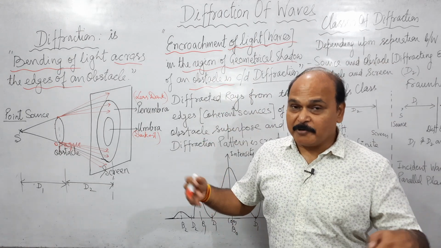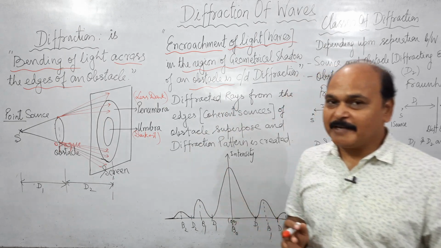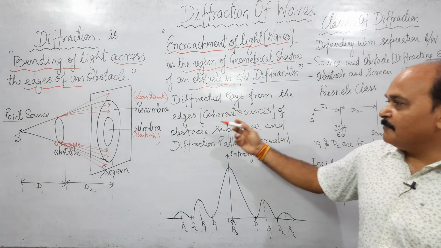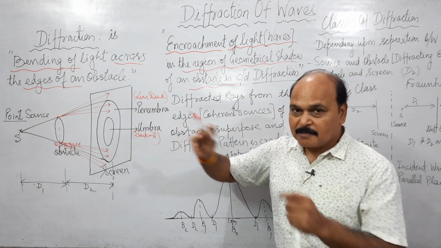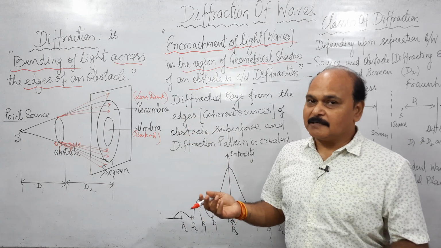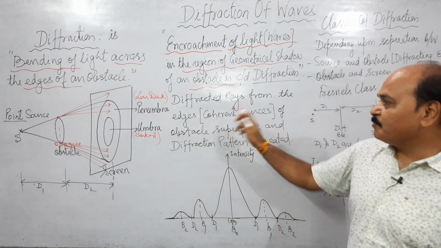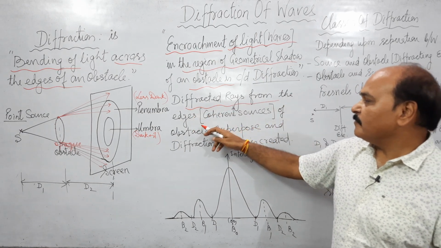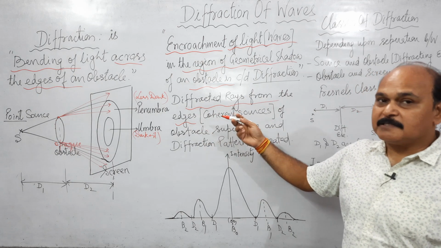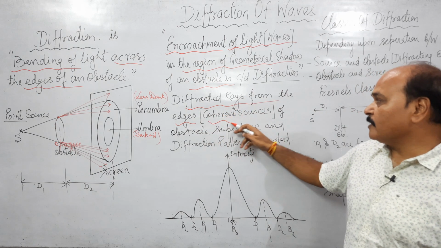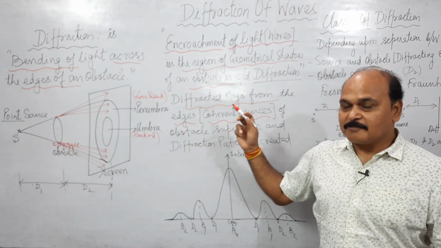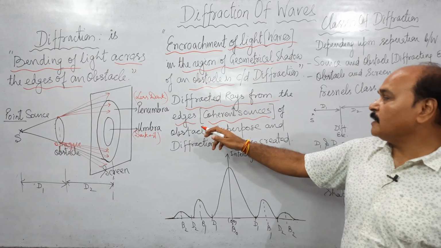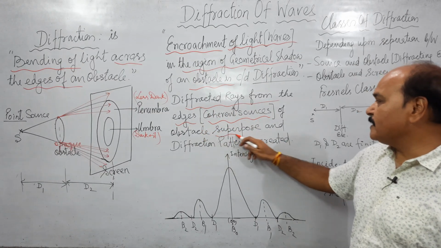Now beyond this is the topic of the day. Diffracted light, the light which hits the edges of an obstacle, deviates from its path. That is called diffracted light. That diffracted light superposes over each other. Diffracted rays from edges, from various points over edges. And remember, each and every point is a coherent source.